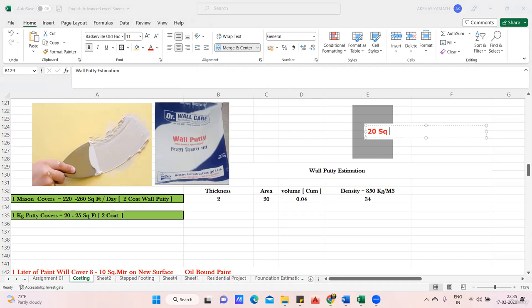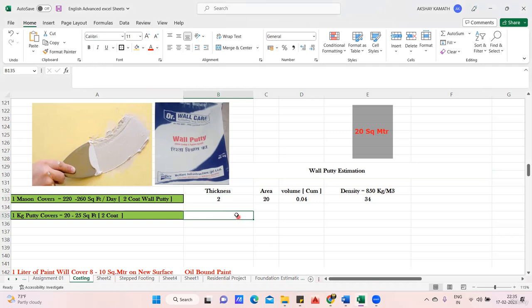So I want to find how much wall putty will go into this. The area is 20 square meter. So how do I find it? Also, this thickness is a very slight thickness. The wall putty thickness is usually 2 to 3 mm. Here I've written 2 mm. You can even take 3 mm, doesn't matter. So the total area is 20 square meter and the thickness is 2 mm.